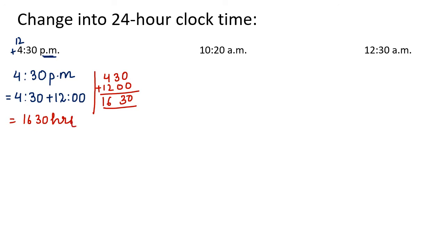Next is 10:20 AM. Now the time is in AM, which means there will be no change in the digits. It will be written as 10:20 hours. Next, 12:30 AM. 12:30 AM means the time is in the night. Now we know that we represent 12 midnight by 00. So for 12 we will write 00 and 30 will be written as it is. So 12:30 AM will be equal to 0030 hours.